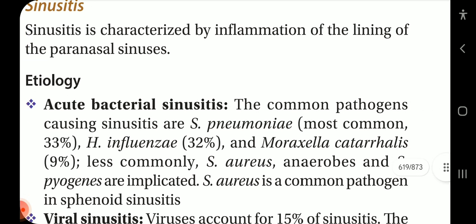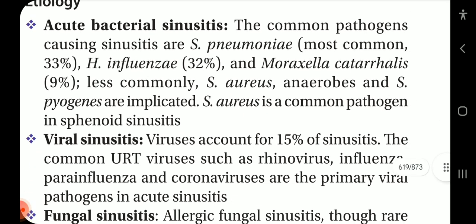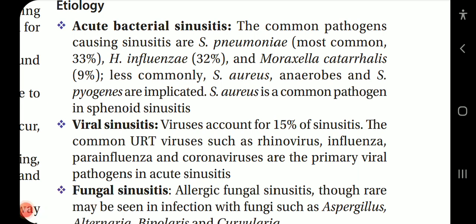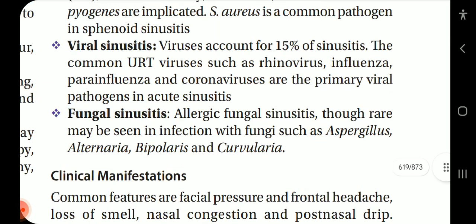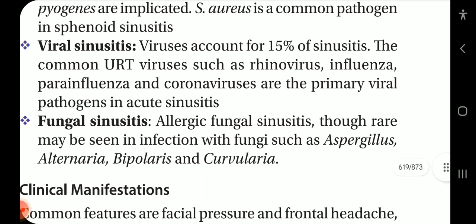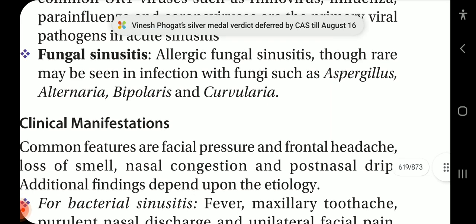Sinusitis is characterized by inflammation of the lining of the paranasal sinuses. Etiology: acute bacterial sinusitis. The common pathogens causing sinusitis are Streptococcus pneumoniae, most common at 33%, Haemophilus influenzae 32%, and Moraxella catarrhalis 9%. Less commonly, Staph aureus, anaerobes, and Streptococcus pyogenes are implicated. Staph aureus is a common pathogen in sphenoid sinusitis. Viral sinusitis. Viruses account for 15% of the sinusitis. The common URT viruses such as rhinovirus, influenza, parainfluenza, and coronavirus are the primary viral pathogens in acute sinusitis.